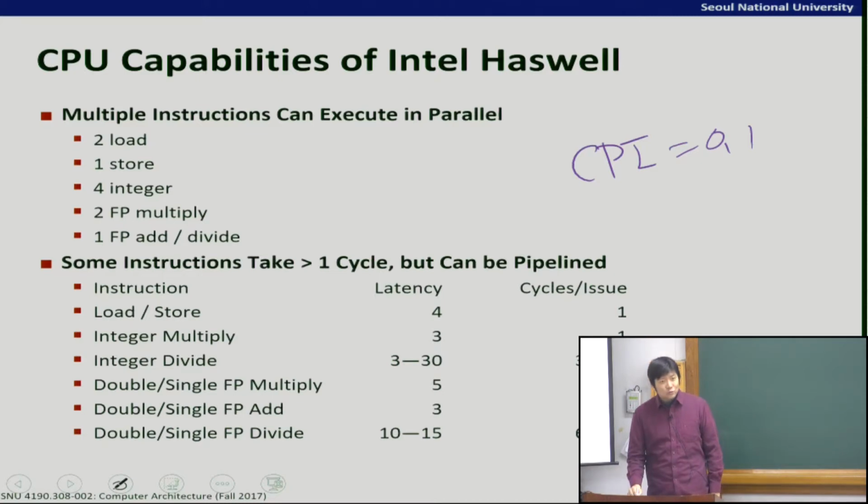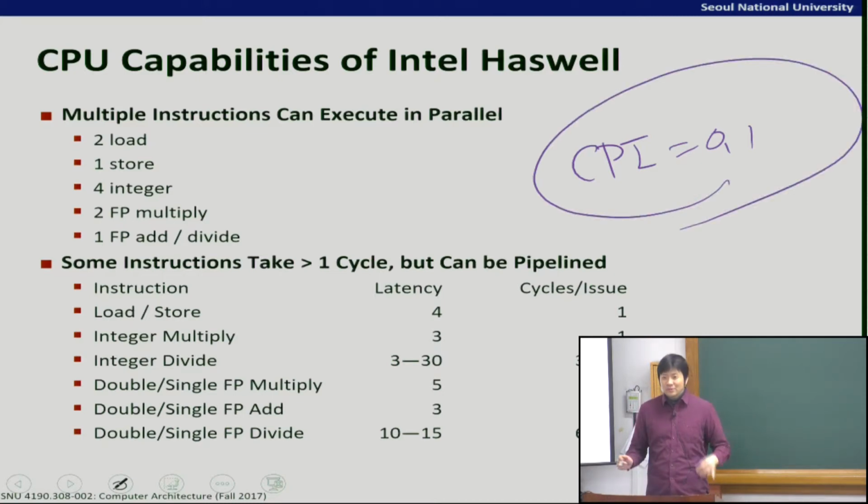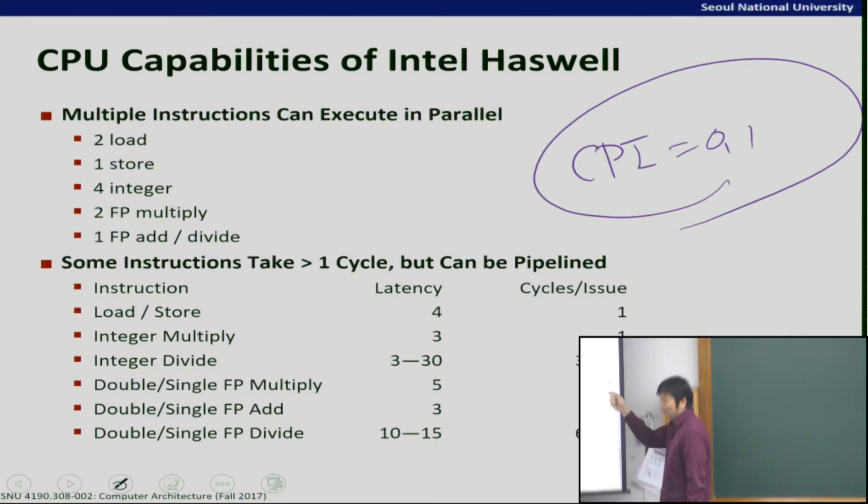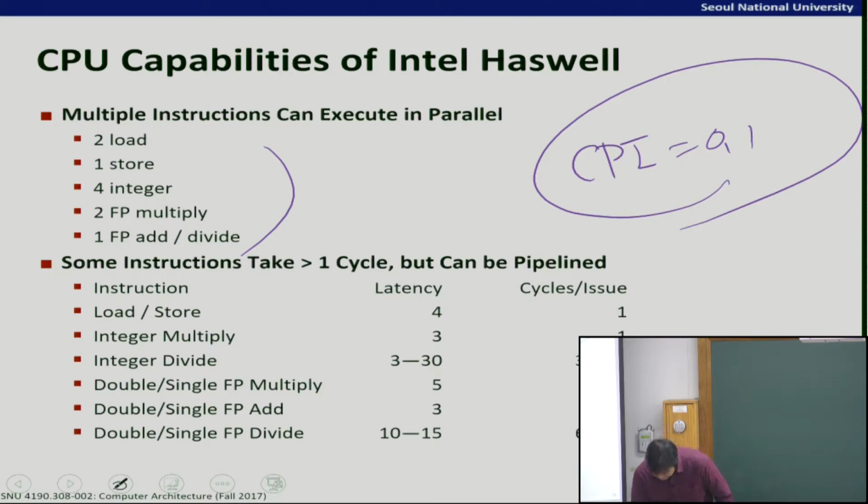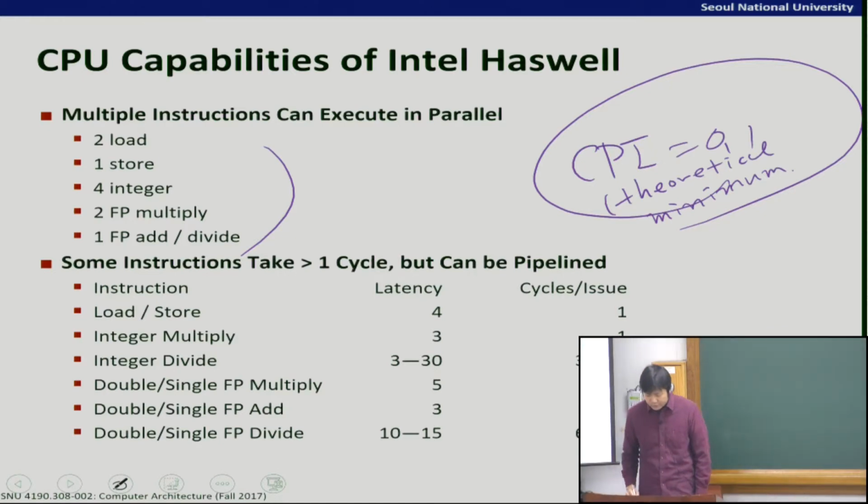Of course, you will never go this low because there are other inefficiencies. So this is the theoretical minimum CPI, but you never reach it. If you only look at the functional units, that's the theoretical case: just looking at the functional units, the CPI can go as low as 0.1.